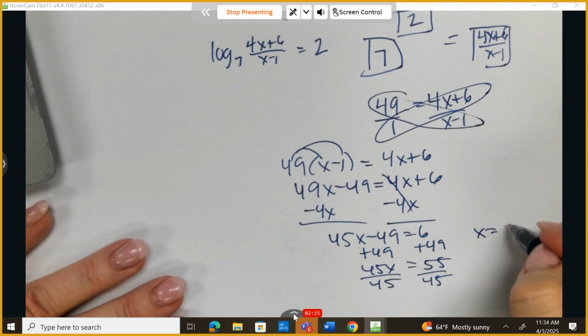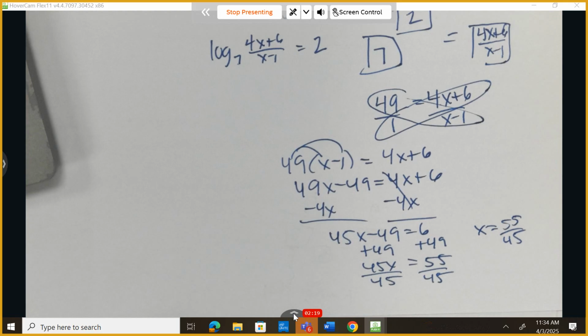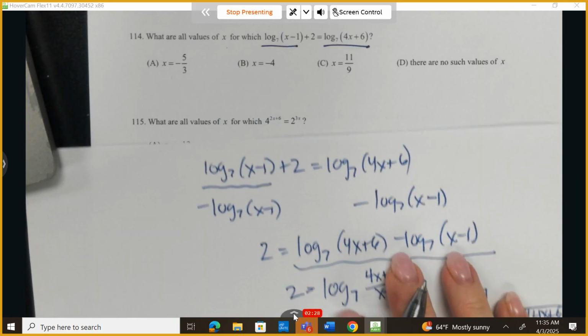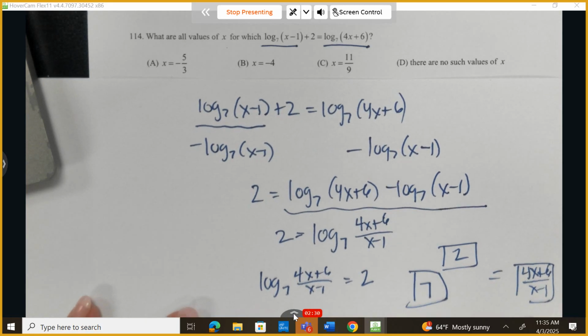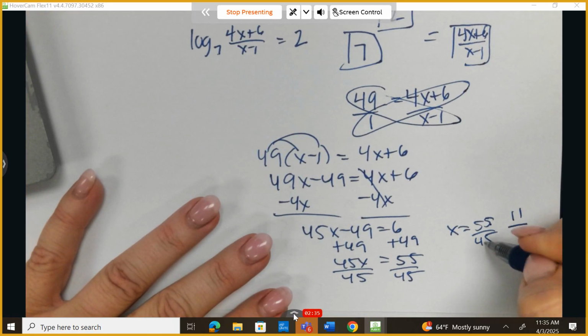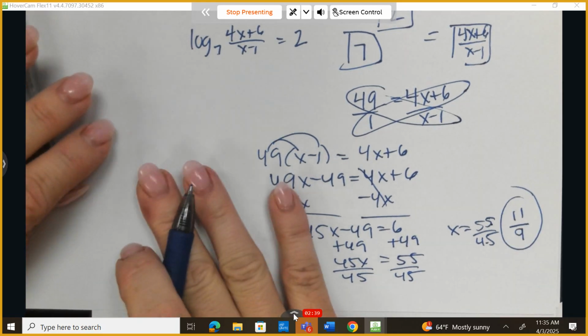If I didn't do any math wrong, I believe before I reduce this, I get 55 over 45. And now I need to reduce this. I ask myself, okay, what number can divide into 55 that can also divide into 45? I really should look back at these answers to see if it is reduced. It sure is. And so what I'm doing right now is I'm going to reduce this down. So if I divide this by 5, I get 11. Divide this by 5, I get 9. So I believe that right now the answer is 11 over 9.